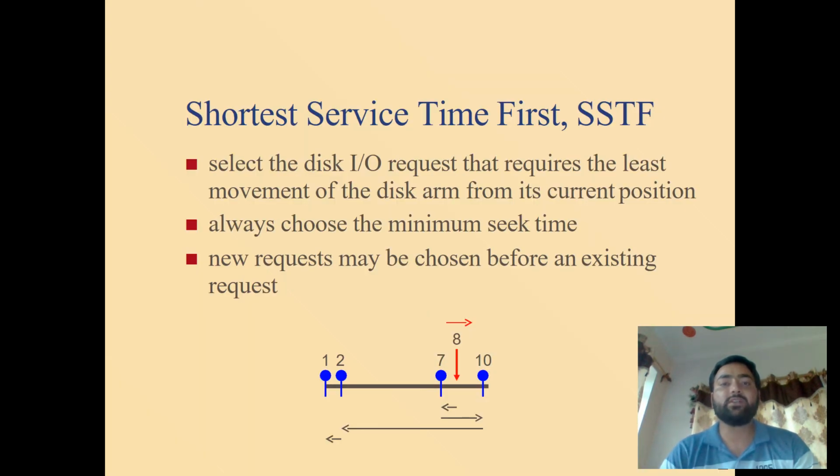Then we move forward to the next algorithm, that is shortest seek time first or shortest service time first, SSTF. As the name suggests, in this algorithm the system selects the disk input output request that requires the least movement of the disk, in which the seek time is less, and that will be chosen first from its current position. So it always chooses the minimum seek time, and a new request may be chosen before an existing request.